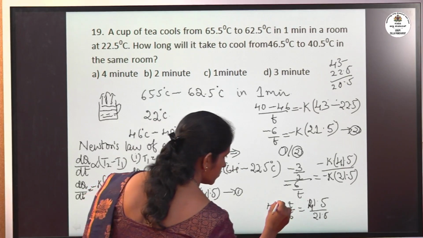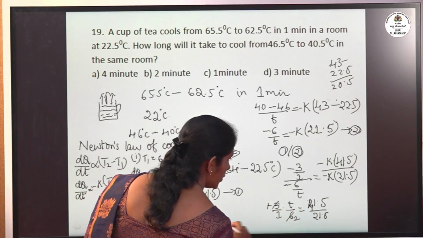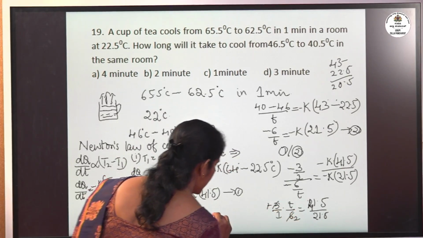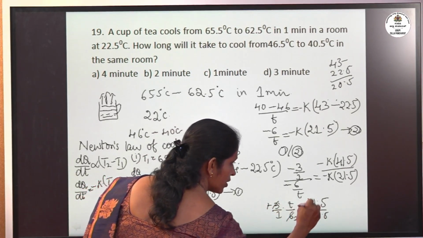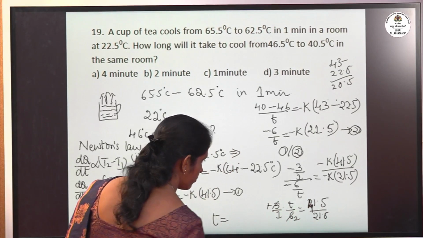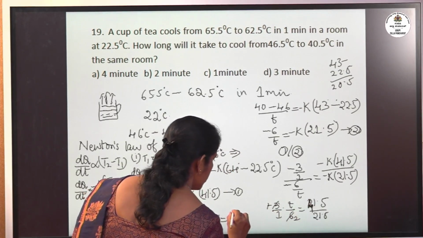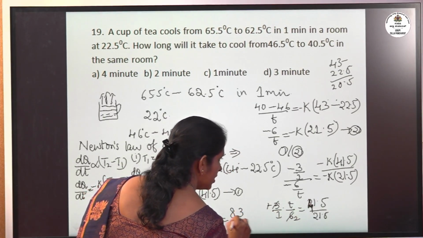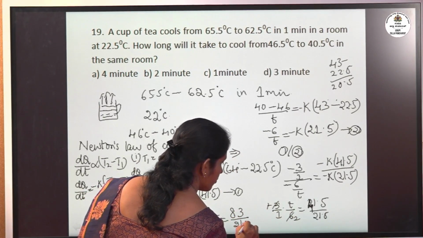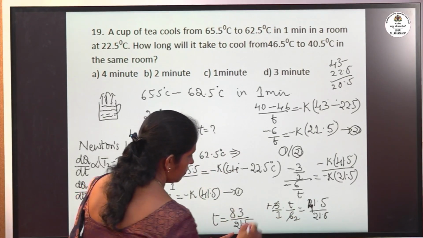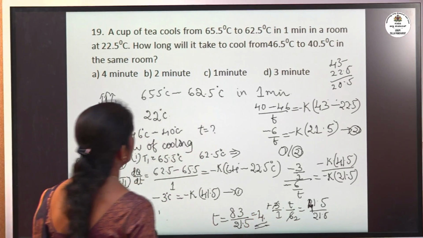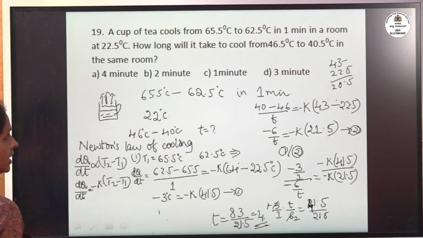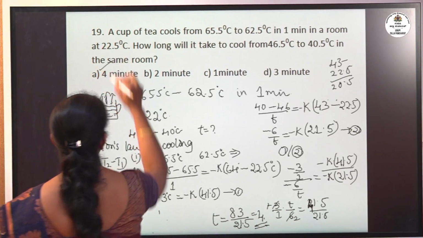Cancelling, we get t by 2 is equal to 41.5 divided by 21.5. Cross multiply: 83 divided by 21.5, or 80 by 20, is nearly equal to 4 minutes. The answer is nearly equal to 4 minutes. Option A is the correct answer.